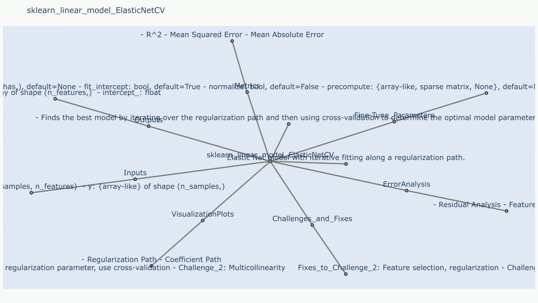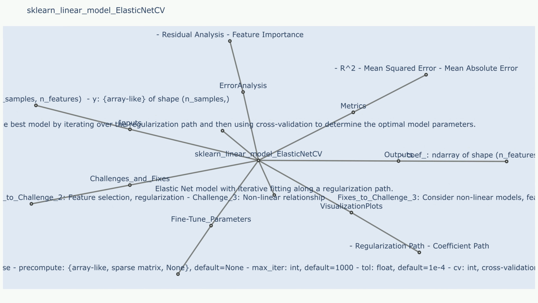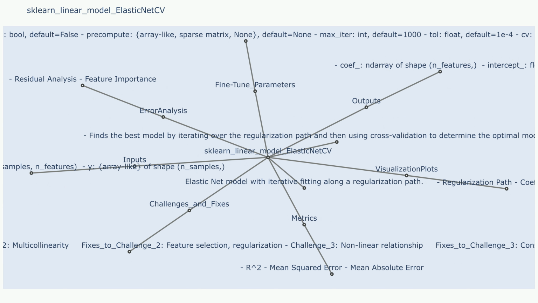Inputs: X, a 2D array representing the training features. Each row represents a sample, and each column represents a feature. Y, a 1D array containing the target values. Outputs: coef_, the coefficients of the linear model. Intercept, the intercept of the linear model. Alpha, the optimal regularization strength alpha selected by cross-validation. L1 ratio, the optimal L1 ratio selected by cross-validation.